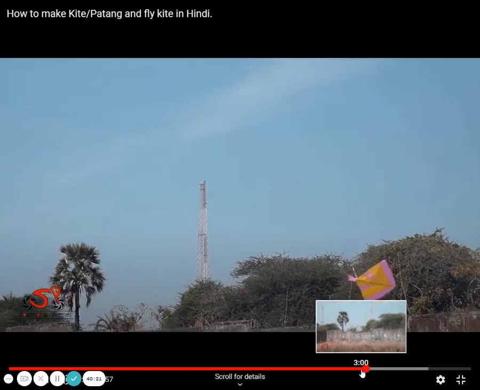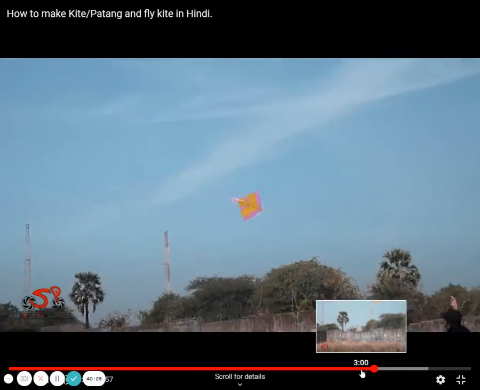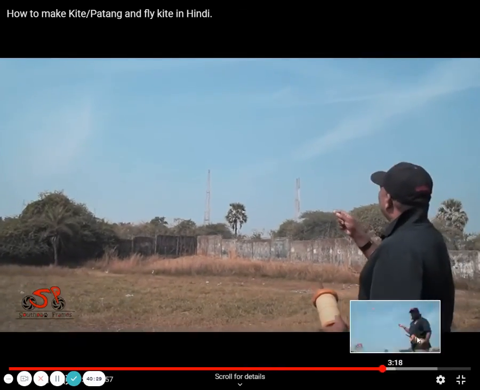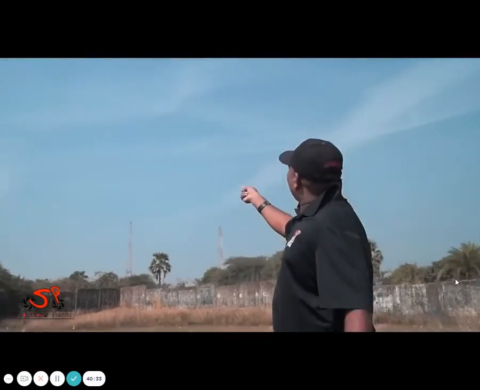Do you see how it's flying? They just pull it with a thread, and after a while it goes into the air.